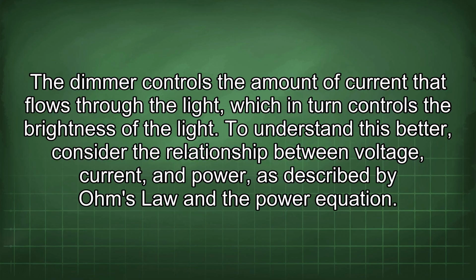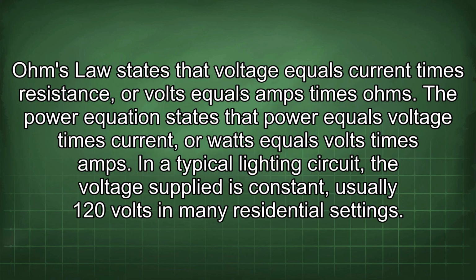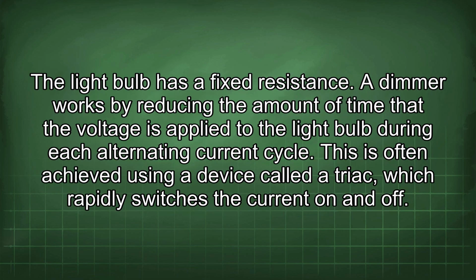To understand this better, consider the relationship between voltage, current, and power, as described by Ohm's law and the power equation. Ohm's law states that voltage equals current times resistance, or volts equals amps times ohms. The power equation states that power equals voltage times current, or watts equals volts times amps. In a typical lighting circuit, the voltage supplied is constant, usually 120 volts in many residential settings. The light bulb has a fixed resistance.